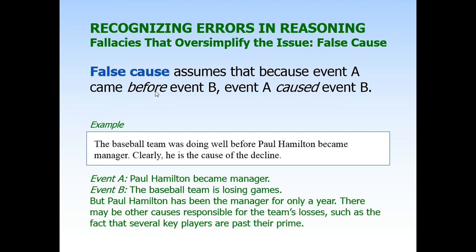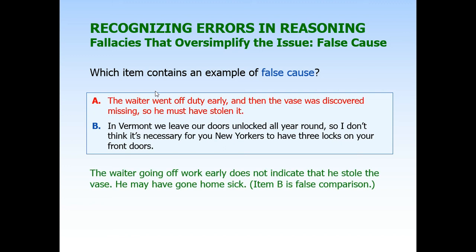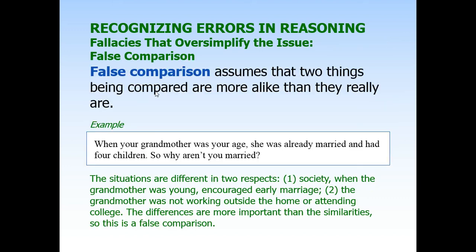So, example, the baseball team was doing well before Paul Hamilton became manager. Clearly, he is the cause of the decline. Now, that right there, they're saying that the team was doing well before he came on, so he clearly must be the reason why. And then again, it's not proven. It's just, again, coincidental. And then they have more examples in your textbook and in these notes.